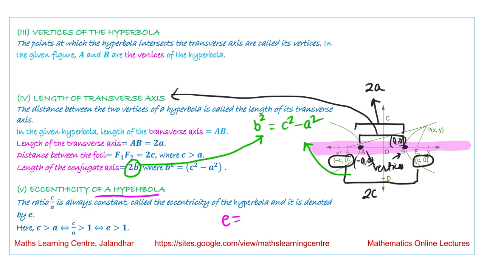Eccentricity, we know, is equal to the ratio c by a, and clearly in this case the distance of the focus from the origin is greater than the distance of the vertex. So clearly this value is greater than 1. In case of ellipse, this value was lying between 0 and 1, and in case of hyperbola, this value is greater than 1. So eccentricity is greater than 1. The formula is the same, c by a. It is a constant value for a given hyperbola.